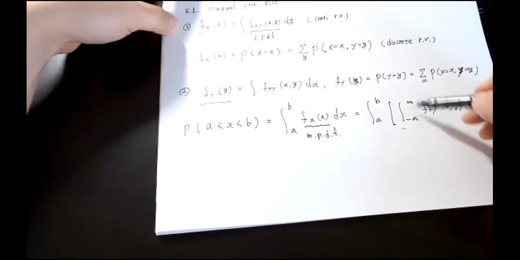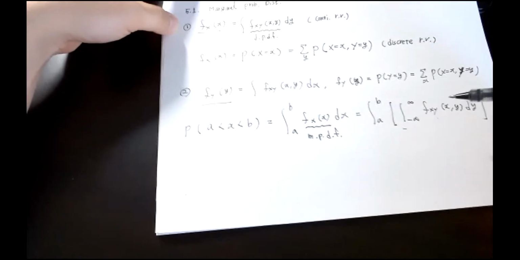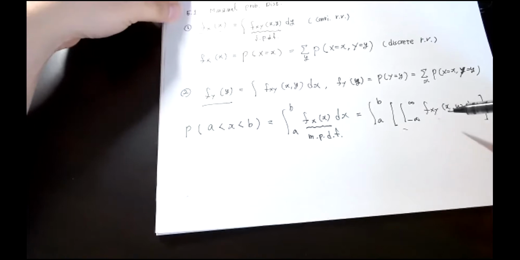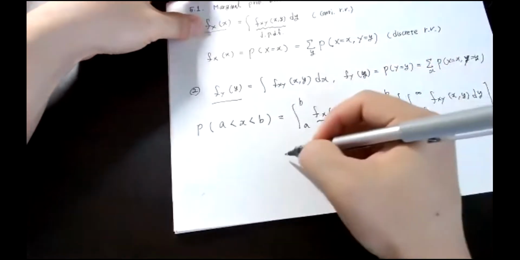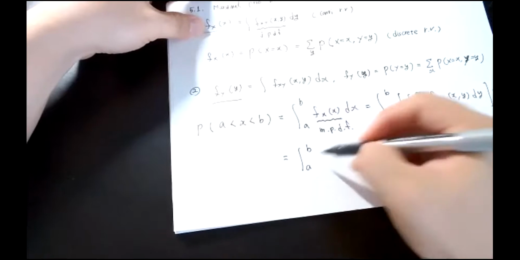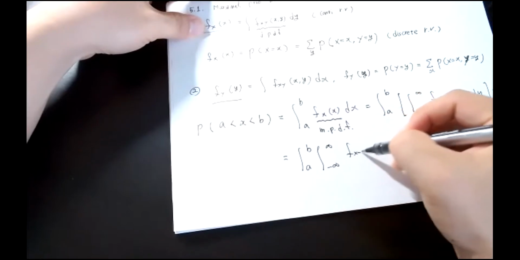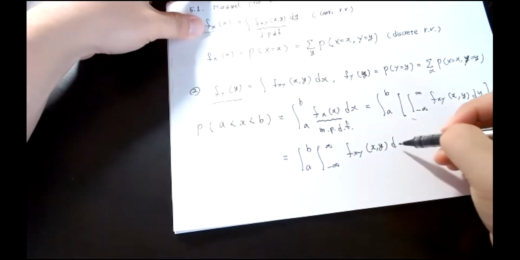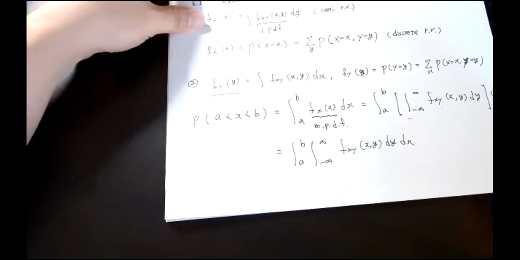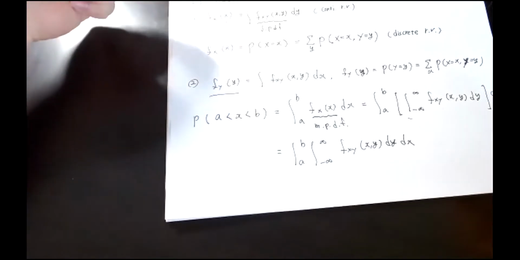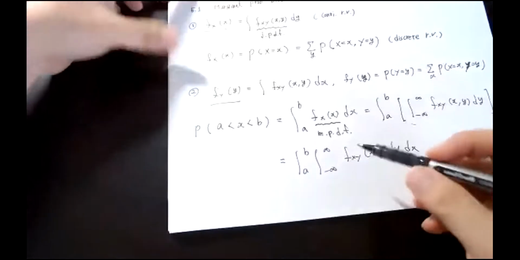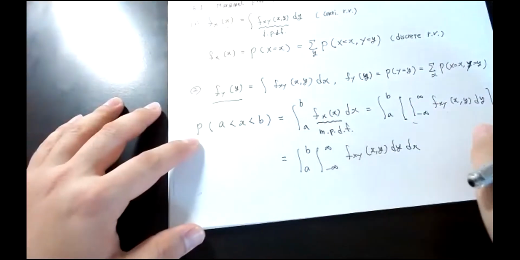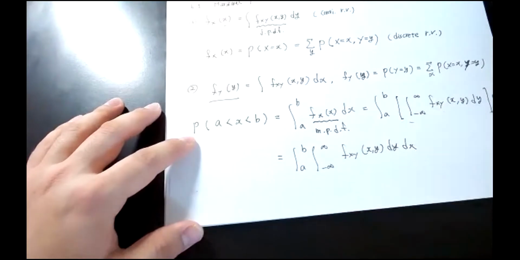So why use negative infinity? Because the limits of integration of random variable y depend on the problem. So now that is equal to the integral from a to b, and then negative infinity to infinity of f_XY(x, y) dy dx. So eventually, when you find out the probability of x between a and b, in calculus, you have to evaluate the integral.